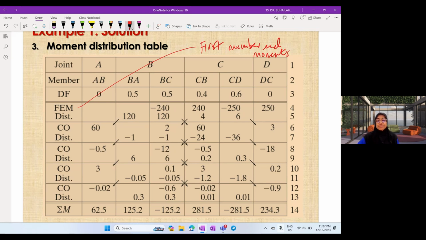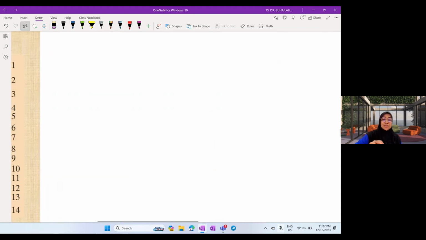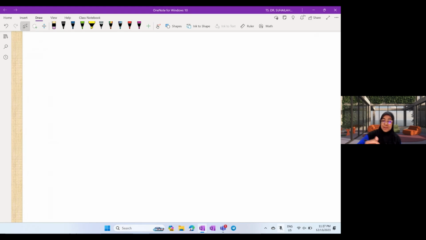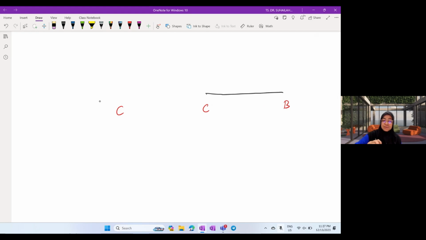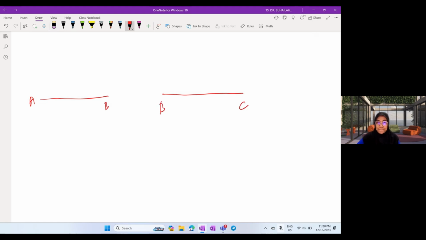So what does it mean? Okay, go back to the concept. We have member BC, we have member CB. This is BC. This is CB. Let's start with AB. We have AB. We have BC. So this is AB. This is BC. AB has no FEM, but BC has two. Of course, two. So one negative, one positive, right?